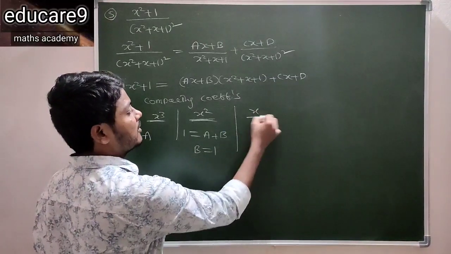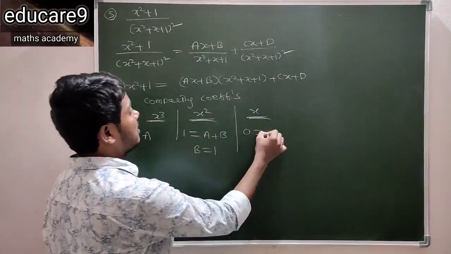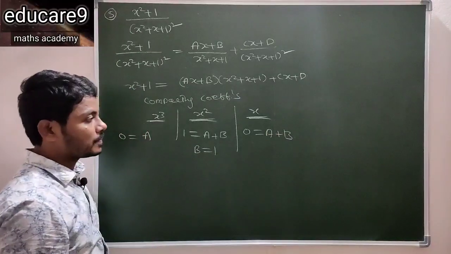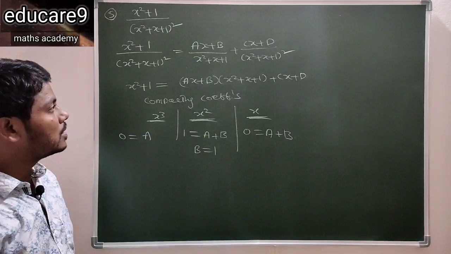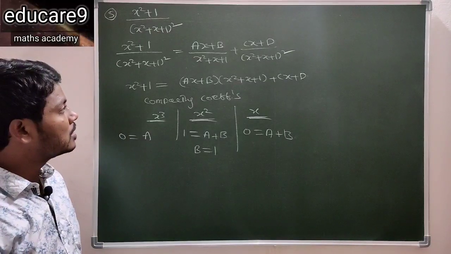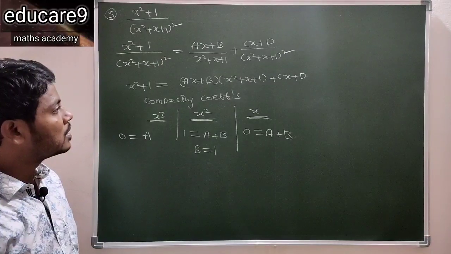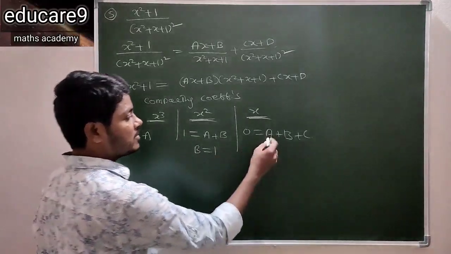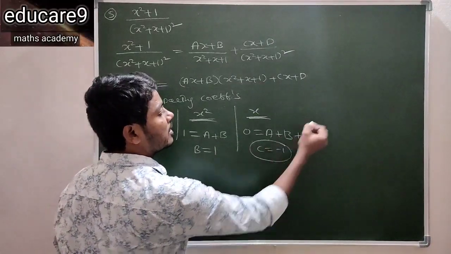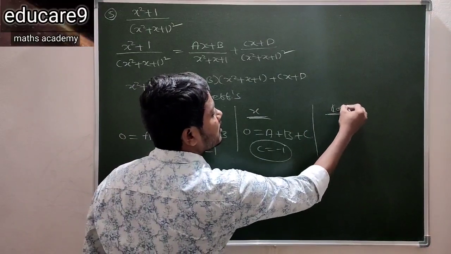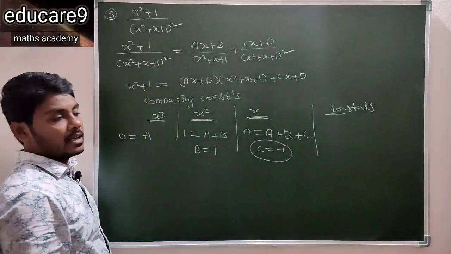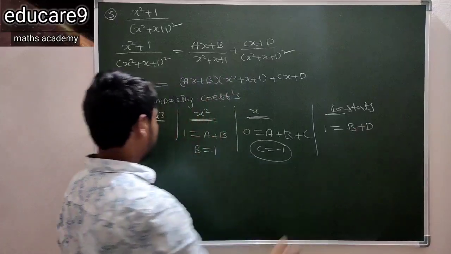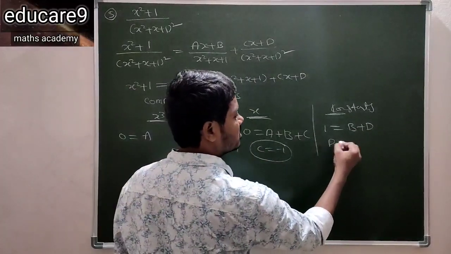Next comparing the coefficients of x, on LHS 0, on RHS a plus b plus c. So a is 0, b is 1. So c is equals to minus 1. Next comparing the constants. On LHS 1, on RHS b plus d. So what is b value? 1. So d value is 0.